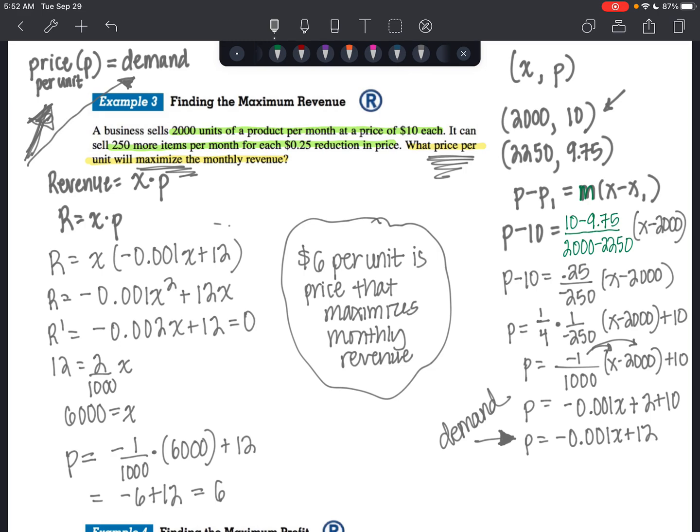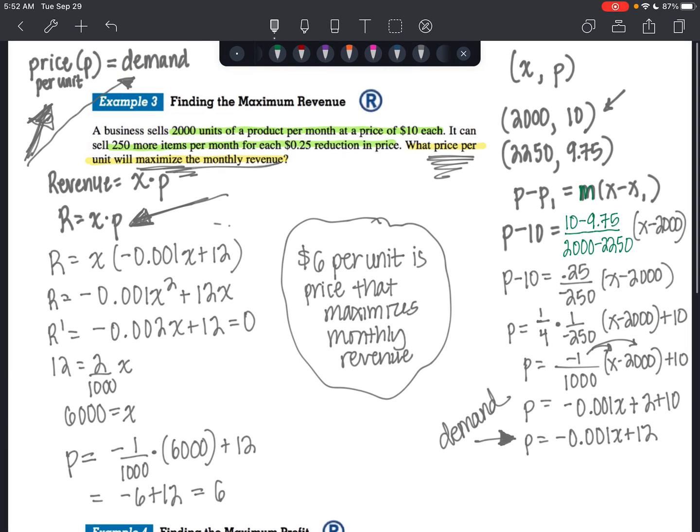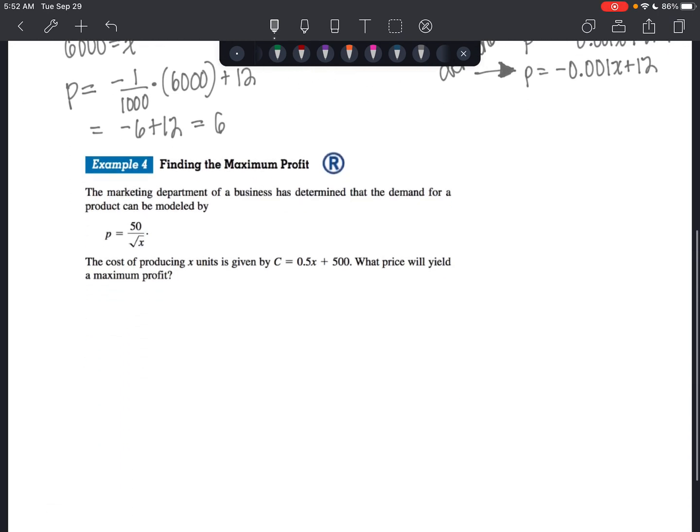So if you need to rewatch the video to find out how we found that linear function, we just pulled information from the problem to give us ordered pairs. We found that linear demand function. We used that linear demand function in our revenue definition so that we could come up with a revenue function that we could find the first derivative of, because we wanted to maximize monthly revenue. Okay, let's go to another problem.